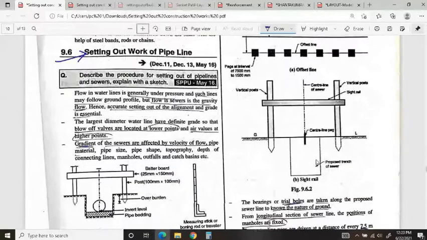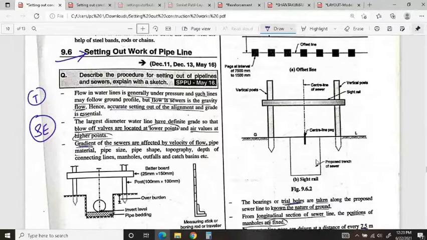Setting out work for the pipelines. For AC students, it is not there. Tunnels also are not there for AC students. Only for TE students it is there. So AC students just attend this one because we get some ideas.